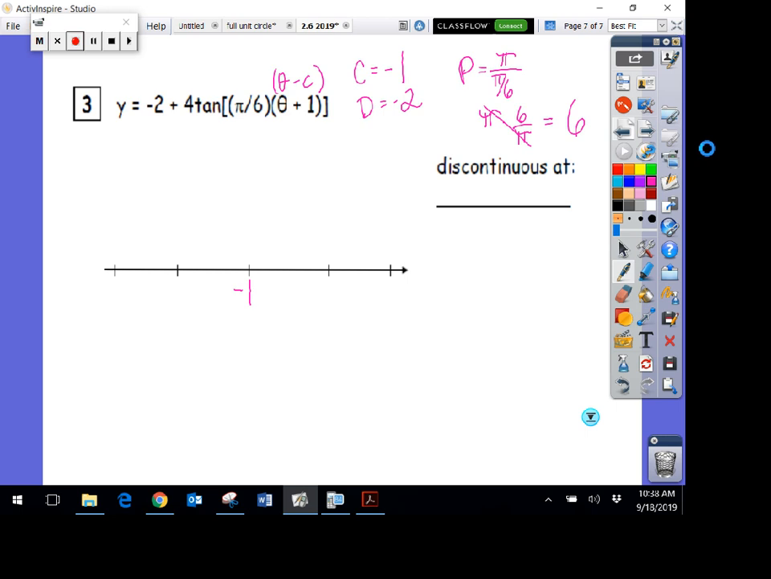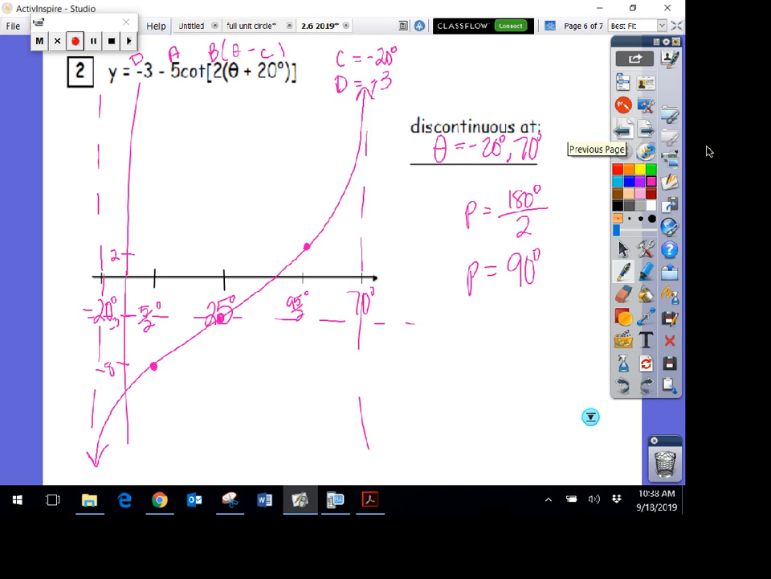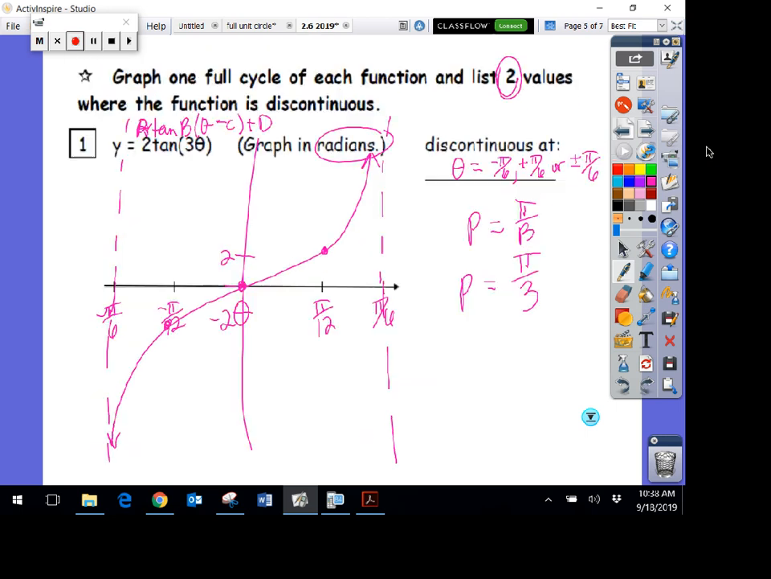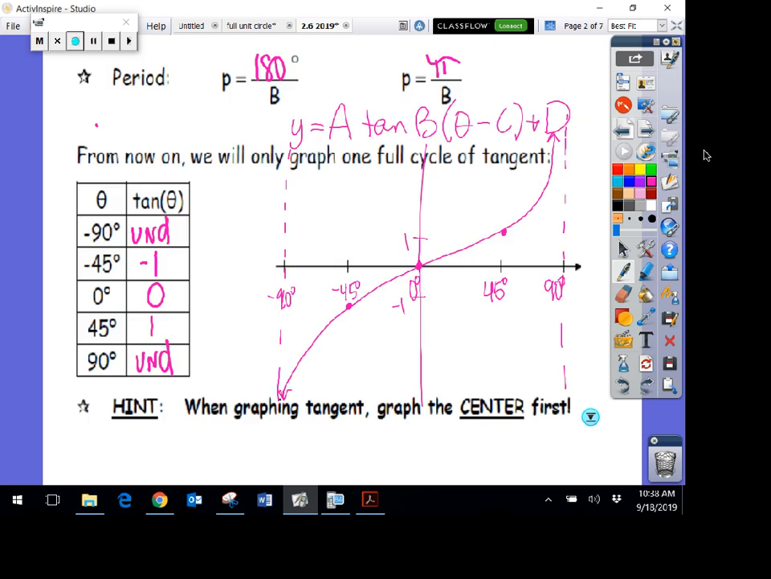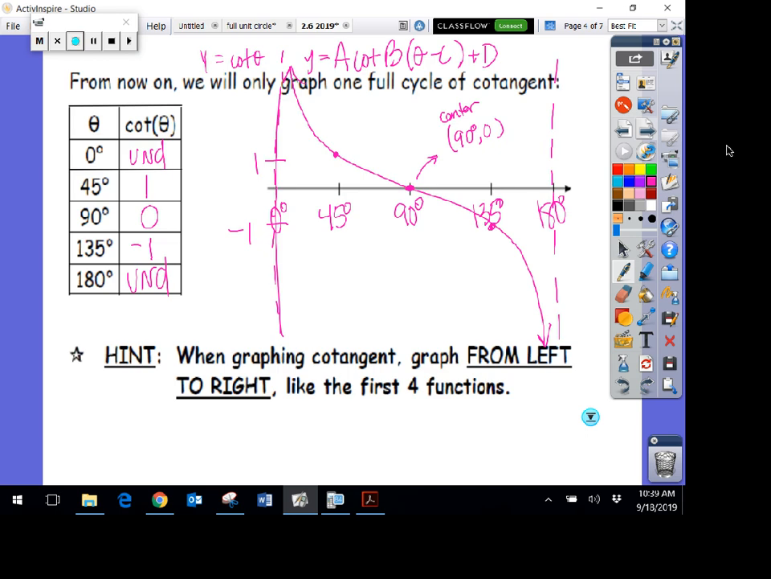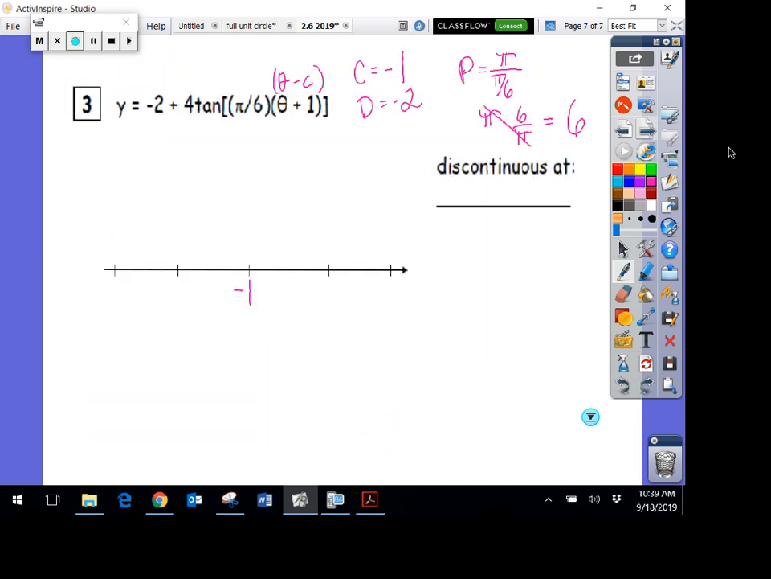So here was our cotangent. C value is -20. We started on the left. Here is our parent function. C was 0. We started on the left. Here's the little note that says cotangent. We graph from left to right. Tangent is the only one where we start in the center. Okay, tangent's the only one that starts in the center.